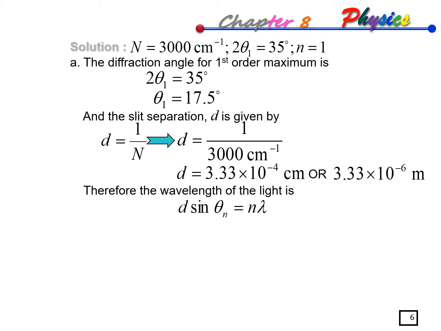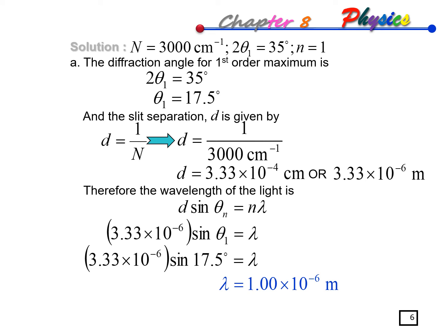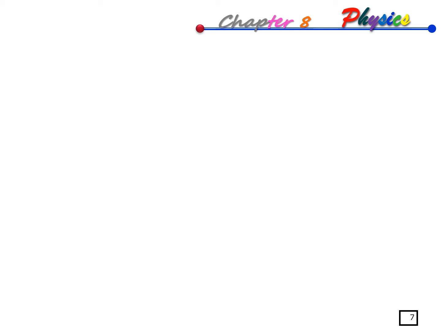So over here the n order will be 1. d is already given, theta 1 because we are referring to order 1, n is equivalent to 1. The angle we already determined over here, so just replace in. So the final answer we will end up with is lambda equal to 1 times 10 to the power of -6 meter, micrometer. Now for situation B.